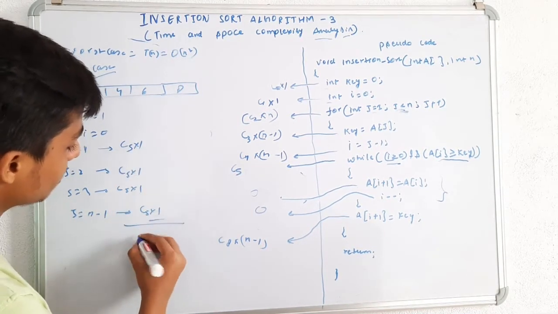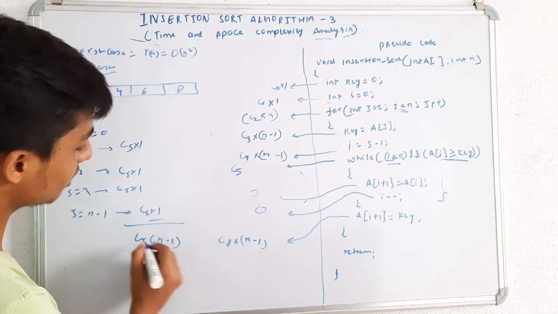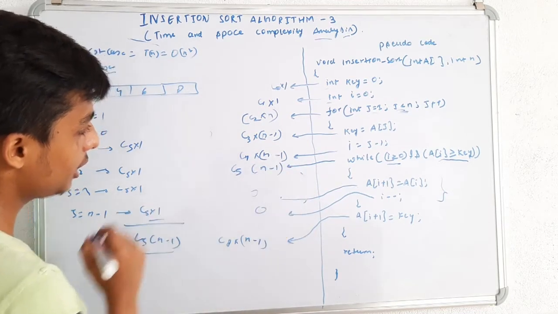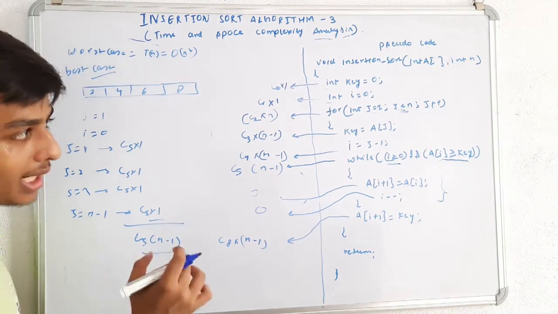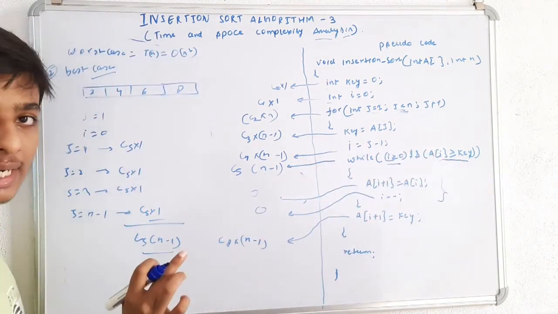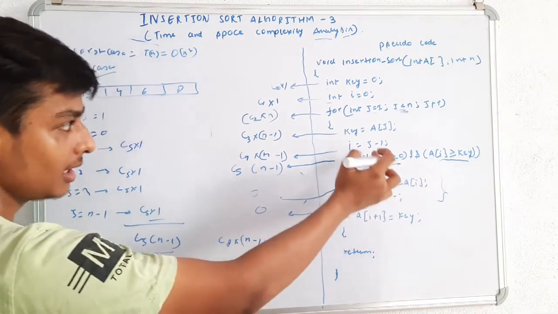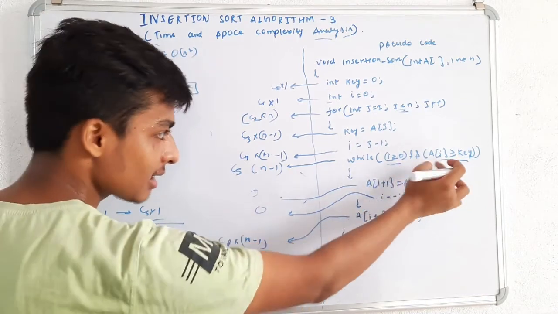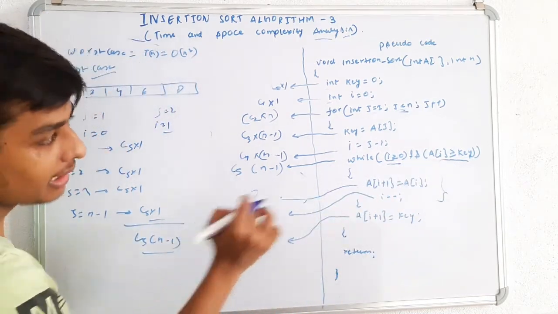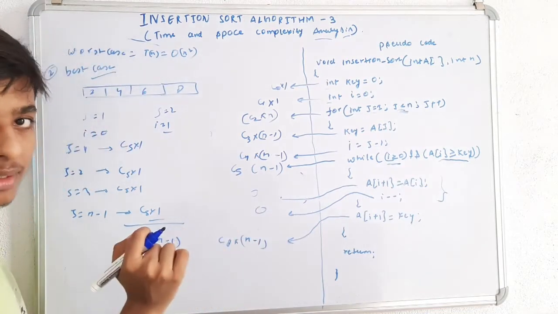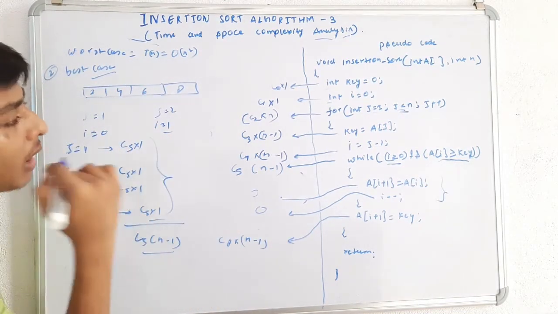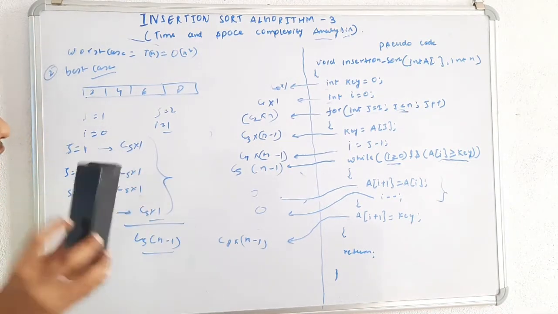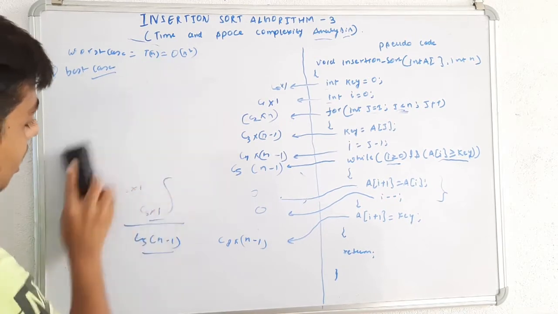So if you add all this, you will get the total running time for this while loop declaration part as c5 into n minus 1. Why? Because this condition is always false, right? So whatever the value of i is, let's say when j equals 2, i is equal to 1. For i equals 1, this condition is false, so it will come out of the while loop. That means it has executed only one time. So for each value of j, whatever the value of i is, it will run only one time.